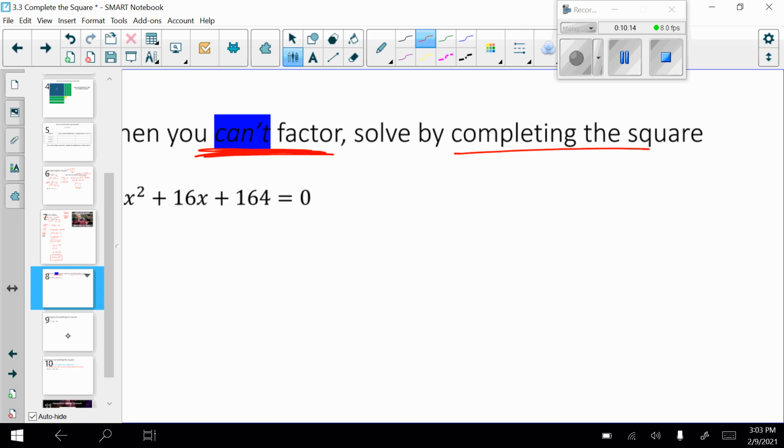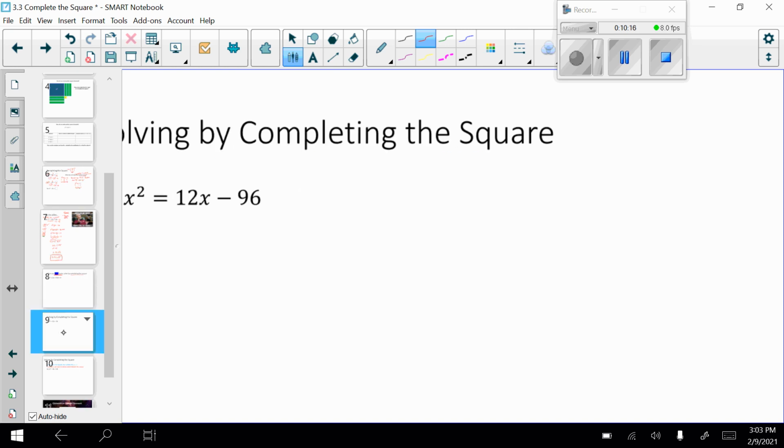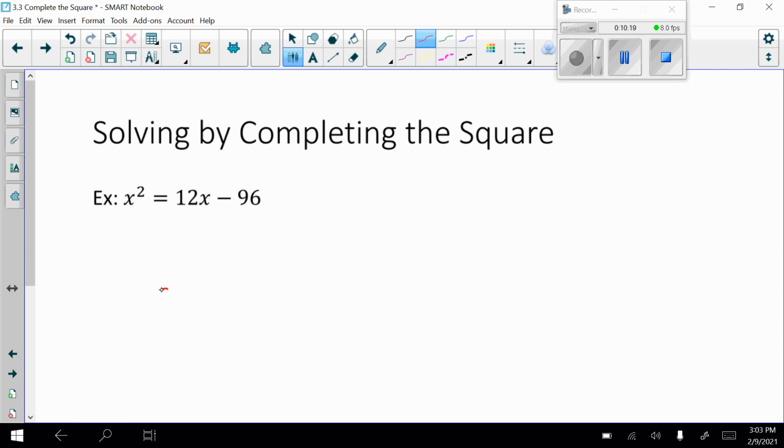Let's do, I'm just going to get you started on this one. I'm not going to carry it all the way through for the sake of time. Let's say you wanted to solve this with completing the square. So remember, first, you need to get all the x's alone on one side. So I would need to bring this 12x to the other side. So I'd have x squared minus 12x equals negative 96. And then we could do our completing the square.